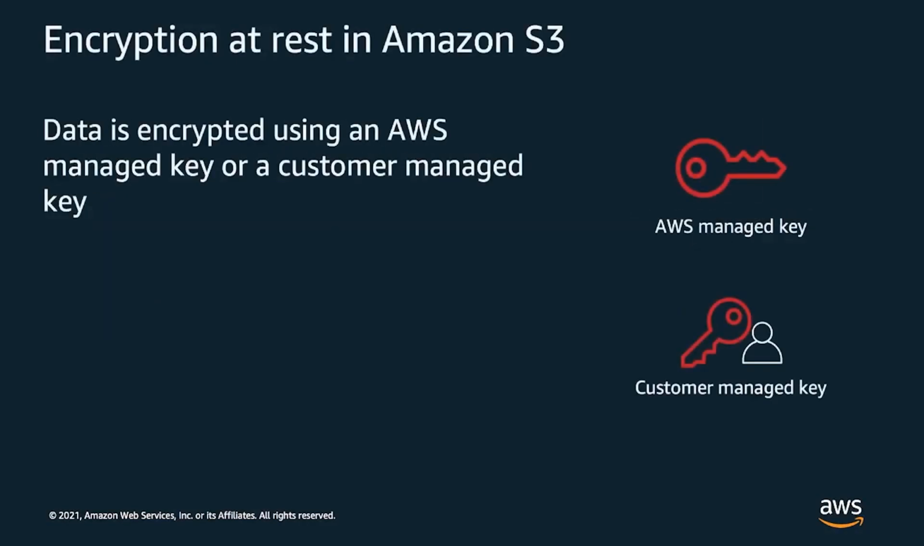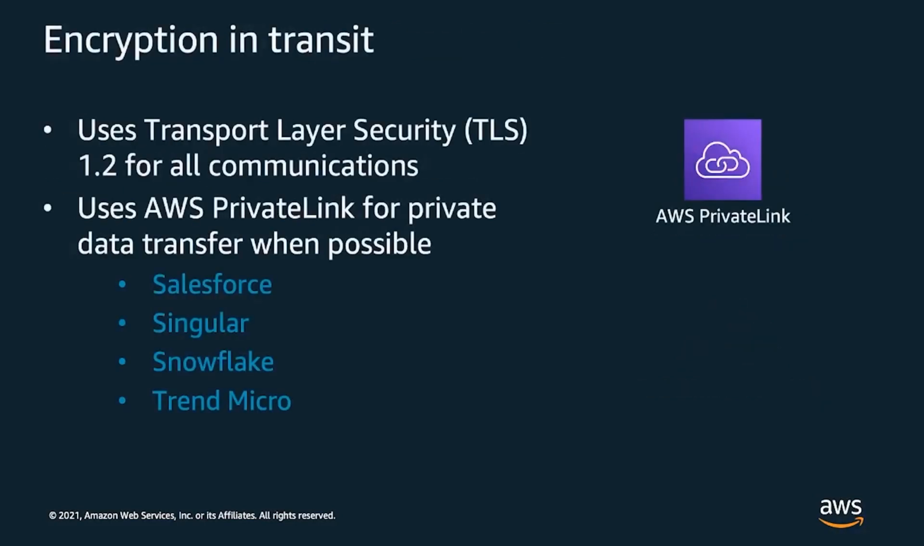Now, as far as security at rest, or encryption at rest, when you transfer data to S3, which will be a very common place to move it to because it's often a staging ground to do other things with data, it's going to be encrypted using either an AWS managed key or a customer managed key. So again, that data is encrypted. For encryption in transit, we use Transport Layer Security, TLS 1.2, for all communications.